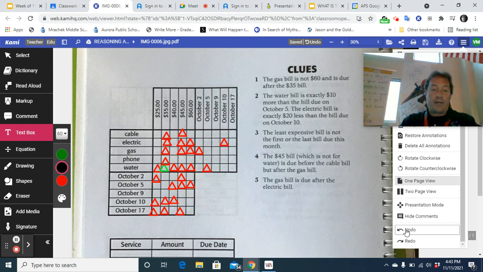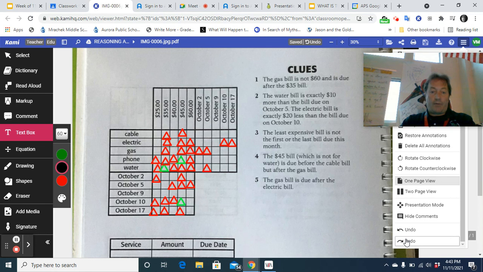Oh, and so when we eliminate that cable bill from there, we realize now that the phone bill has to be the $45 bill. So we'll go ahead and put that in there and eliminate the rest of that row. And then we'll go on to the gas bill being due after the electric bill. If the gas bill is due after the electric bill, that means the gas bill cannot be the second or the fifth, and the electric bill cannot be the 17th. And we also know it's not the 10th. So now we've got to go back and figure some things out, right?